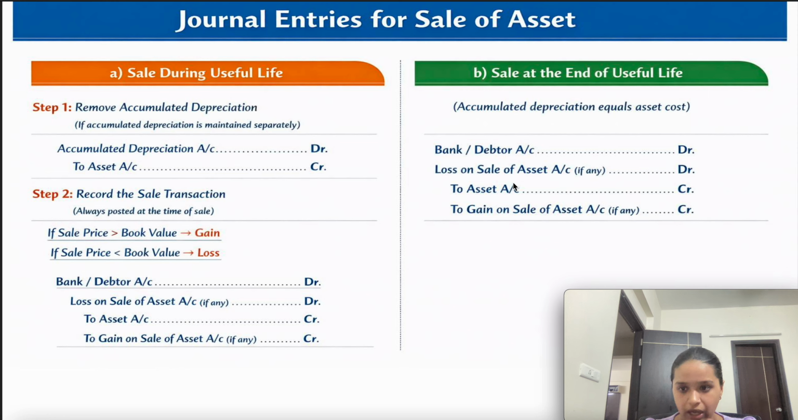And the asset account always needs to be credited, and if we have maintained accumulated depreciation separately, you have to debit that, because sometimes to charge the depreciation we maintain a separate account. In that way we never charge the impact of the depreciation in the asset cost directly. So try more and more examples, then you will be able to increase your understanding.